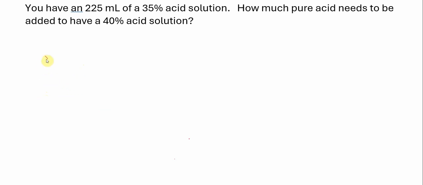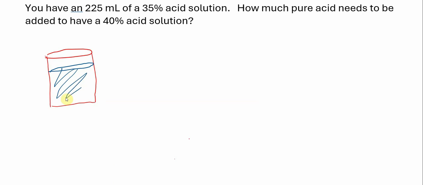And so I'm going to draw a cartoonish picture here to maybe help understand the problem. So say you have a beaker here and there's some liquid inside. So there's some total amount of liquid that's filled up in this beaker, the stuff that's in blue here. And this amount here is 225 milliliters, okay? And that's total, right? But only 35% of that is acid.